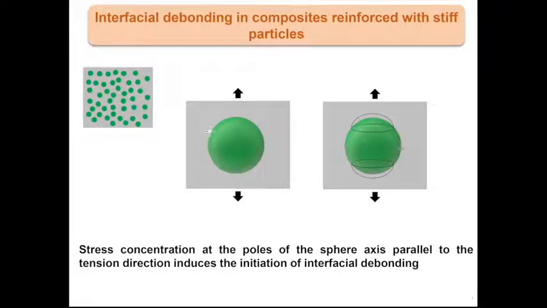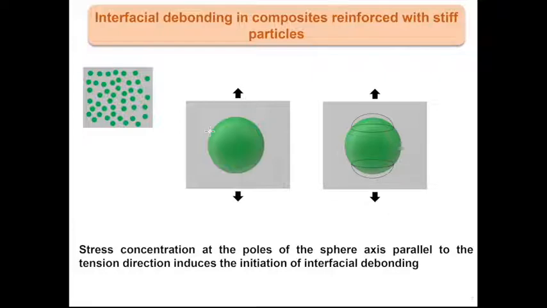Here you have a composite, a matrix reinforced with particles. And as you know, if you introduce particles in a matrix, stiff particles in a soft matrix, you will improve the properties of the composite. The properties of the composite depend on the properties of the components, but also on the properties of the interface between the particle and the matrix.